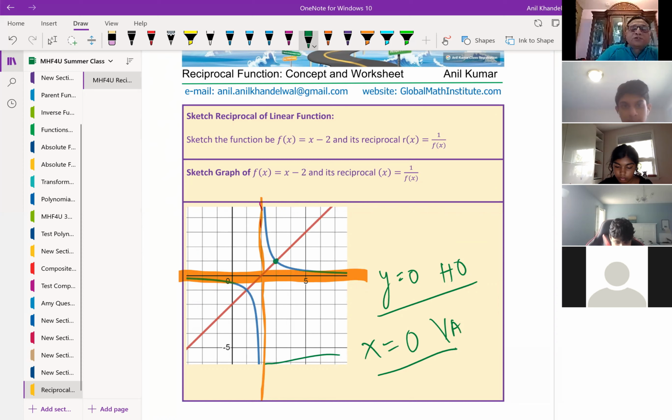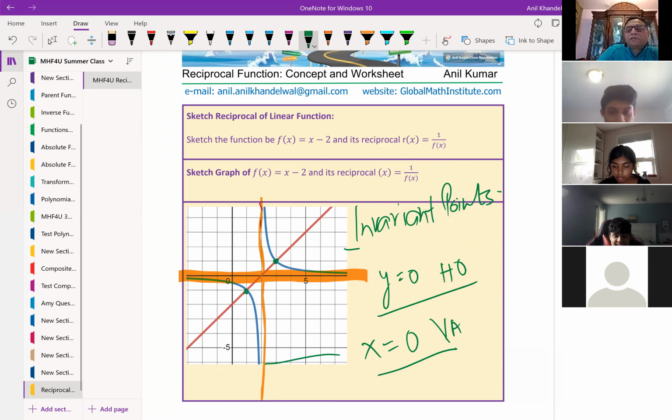You have to mention these 2 points. We say invariant points. Do not forget this. Otherwise, your 90 plus is gone. Invariant points. Do you understand? So you'll mention the invariant points where the value of the function is either +1 or -1, correct? And then you have to also mention the y-intercept.